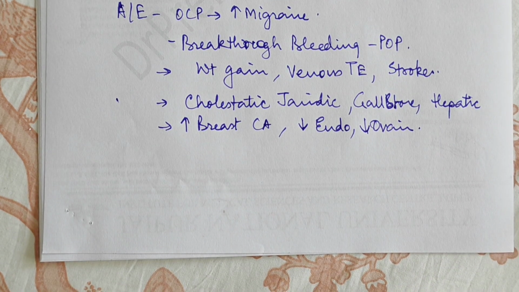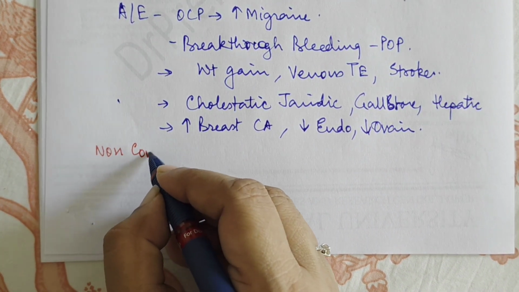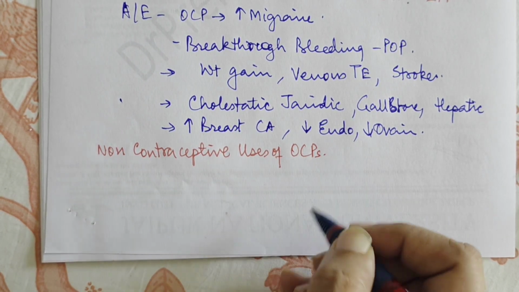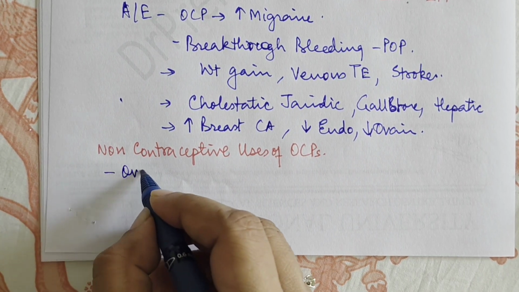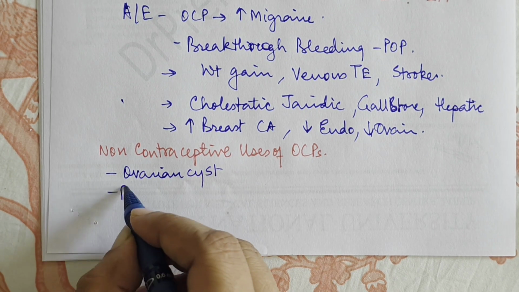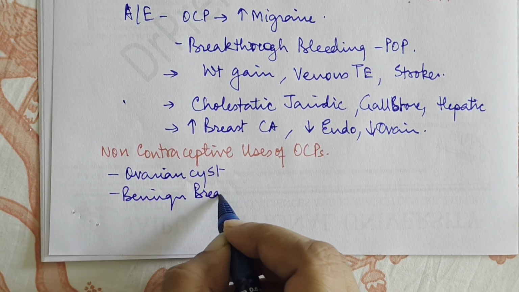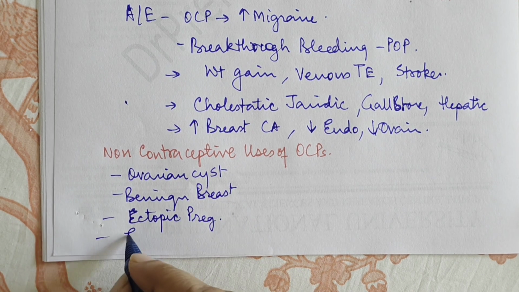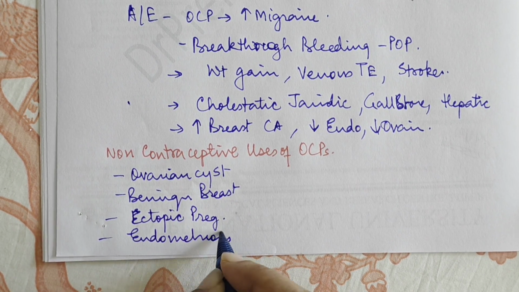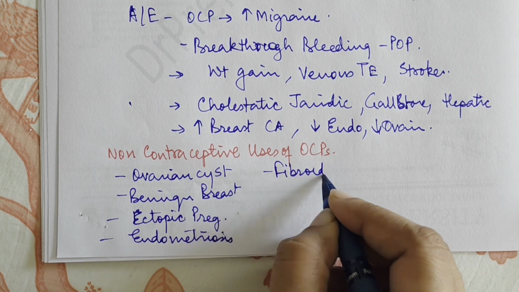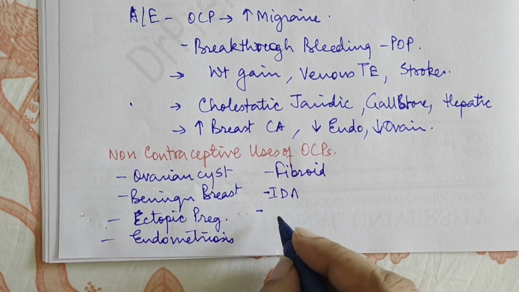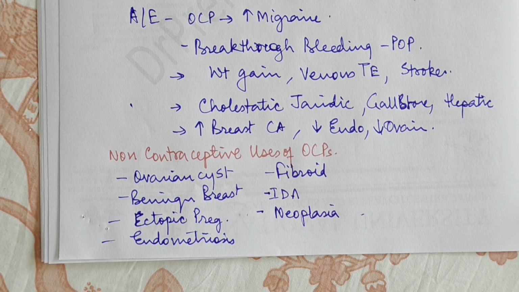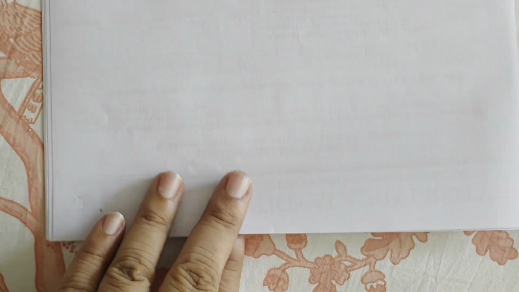Now what are the non-contraceptive uses of OCPs? Then we have ovarian cyst, benign breast disease, ectopic pregnancy, endometriosis, fibroids, then iron deficiency anemia, then any neoplasia, like endometrial or colon cancer. So these are some non-contraceptive uses of OCPs.